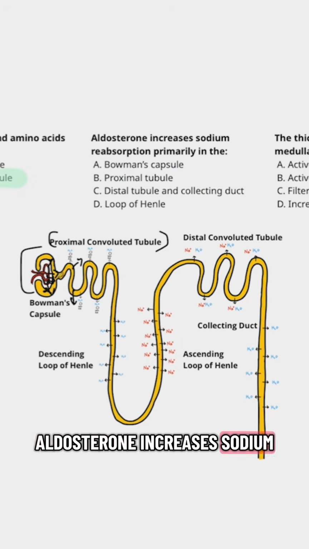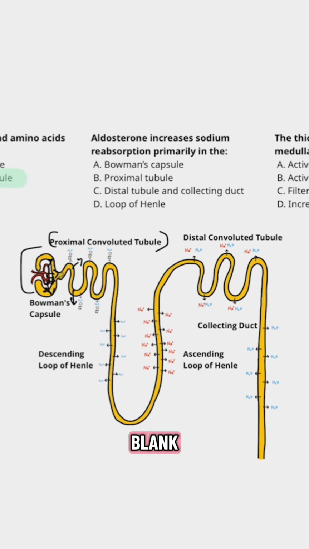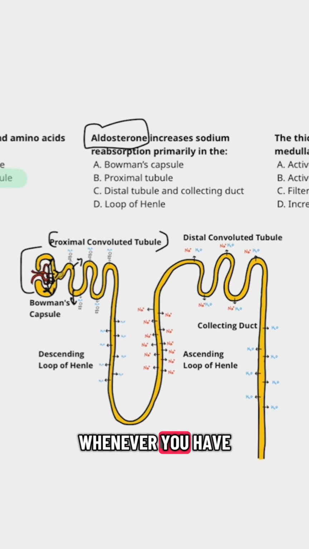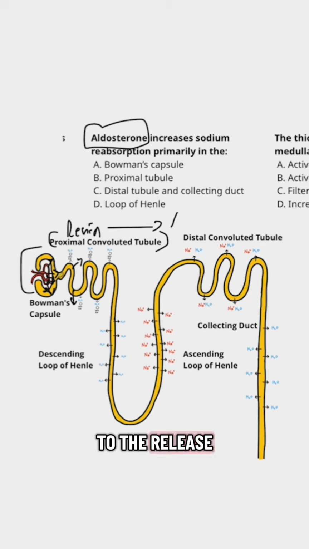Aldosterone increases sodium reabsorption primarily in the blank. Aldosterone is a hormone that's released in times of low blood pressure. Whenever you have low blood pressure, a molecule called renin is going to be released, and it's going to cause a cascade that eventually leads to the release of aldosterone from the adrenal cortex.